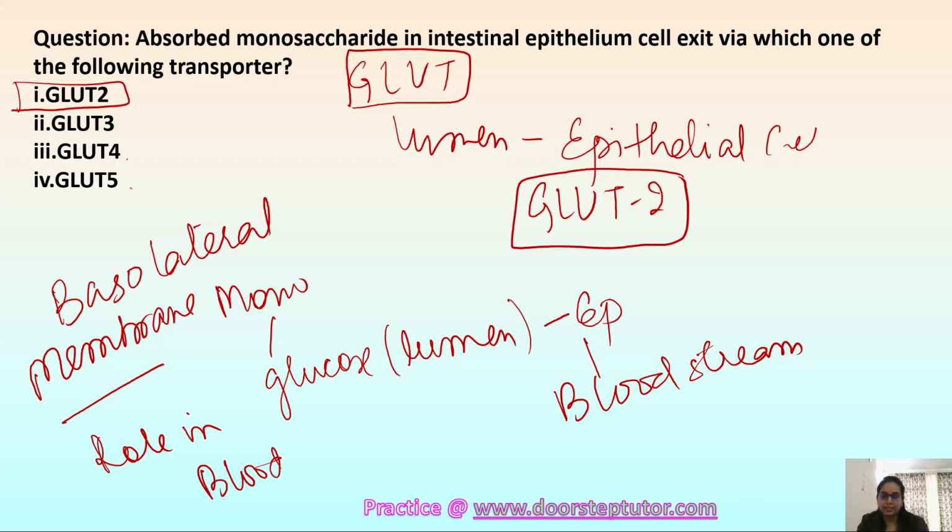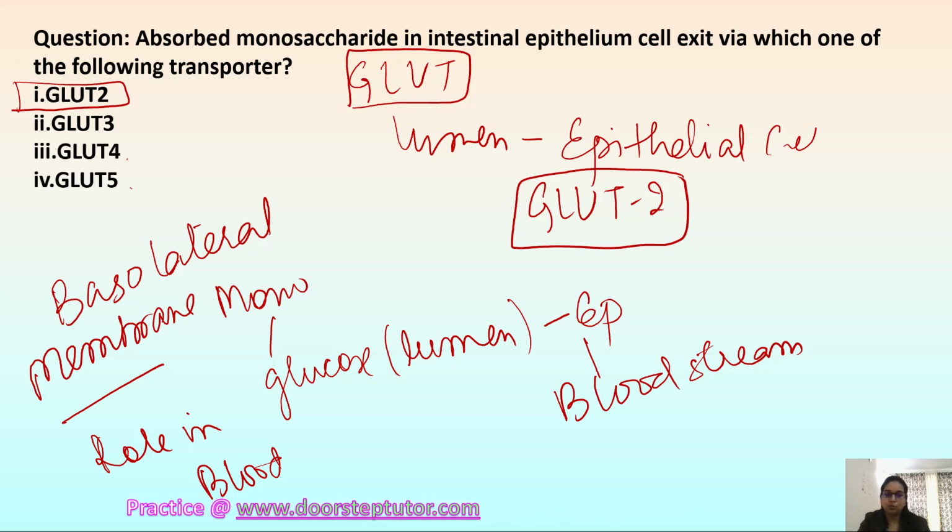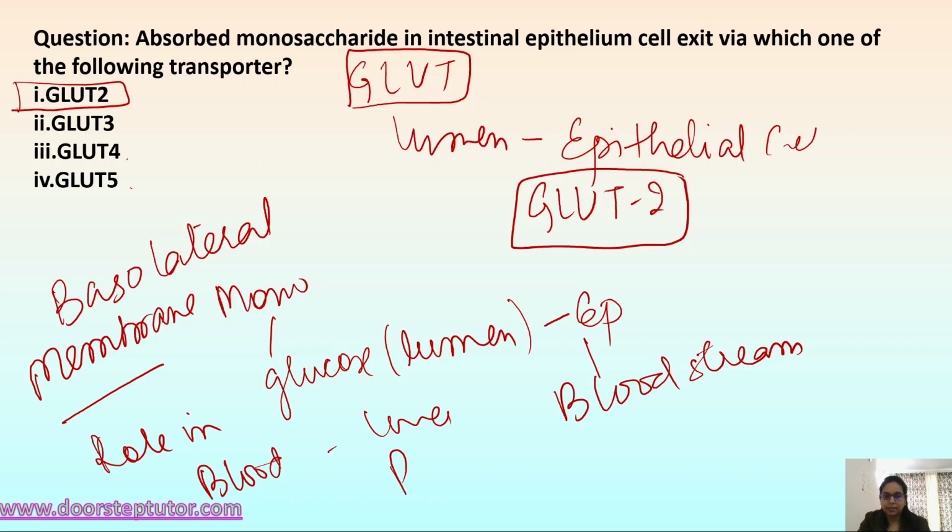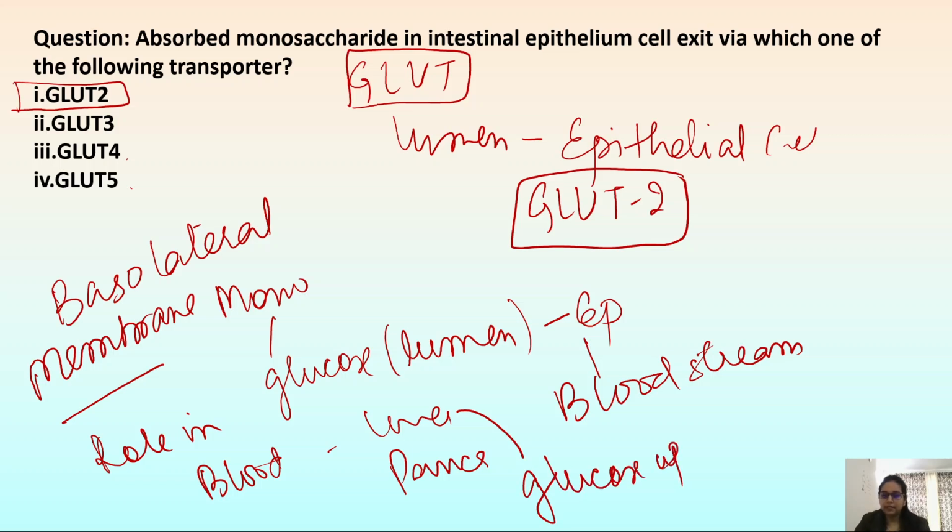It is found not only in the intestine but also in other tissues such as the liver and the pancreas. In the liver and the pancreas, GLUT2 is involved in glucose uptake, and they play a role in blood sugar regulation. So in summary, GLUT2 is crucial for the transport of absorbed monosaccharides from the intestinal epithelial cell into the bloodstream, contributing to the overall regulation of blood sugar level. So the answer is GLUT2.